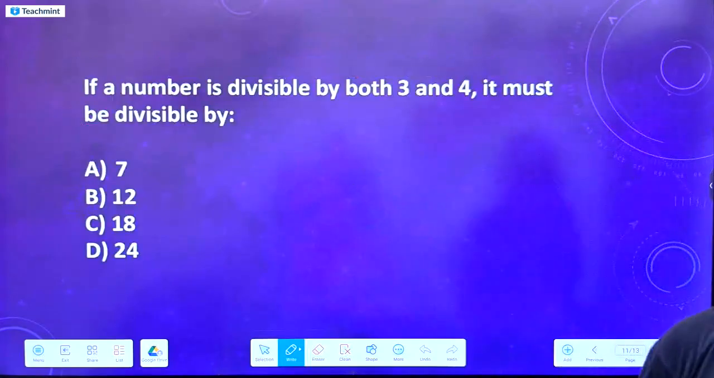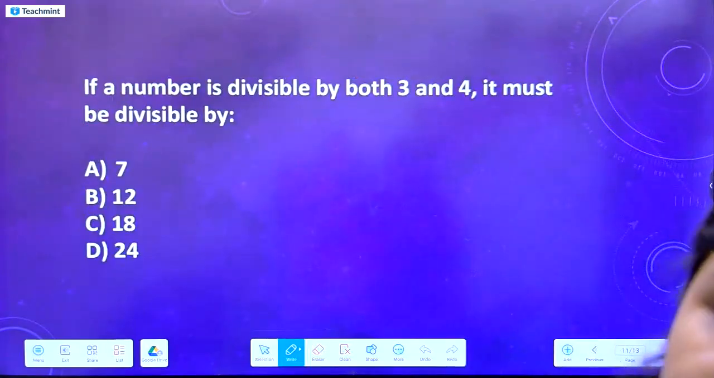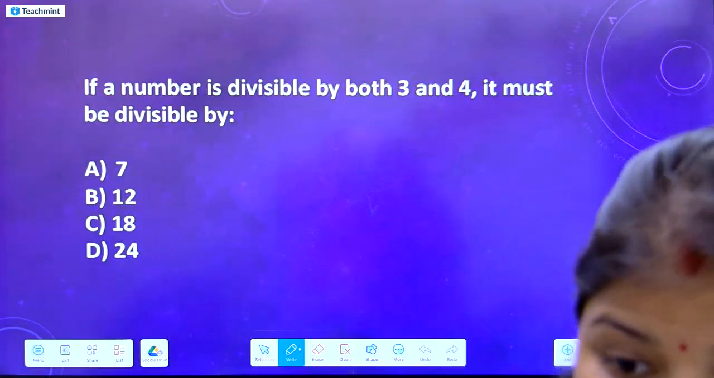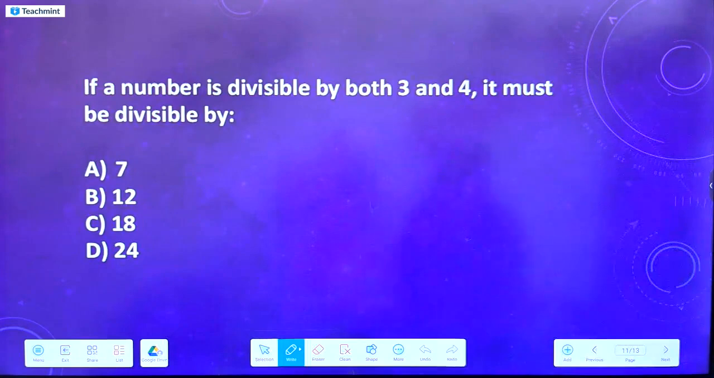Here you go, the next question. If a number is divisible by both 3 and 4, it must be divisible by dash also. Very smart and easy question.